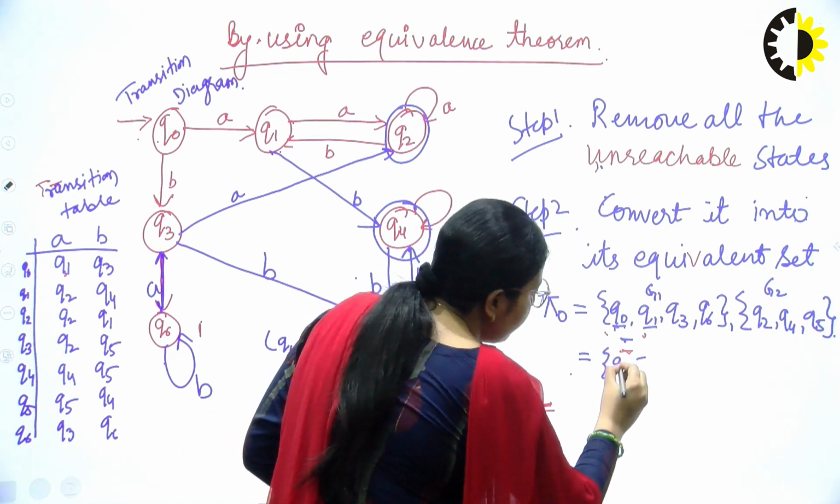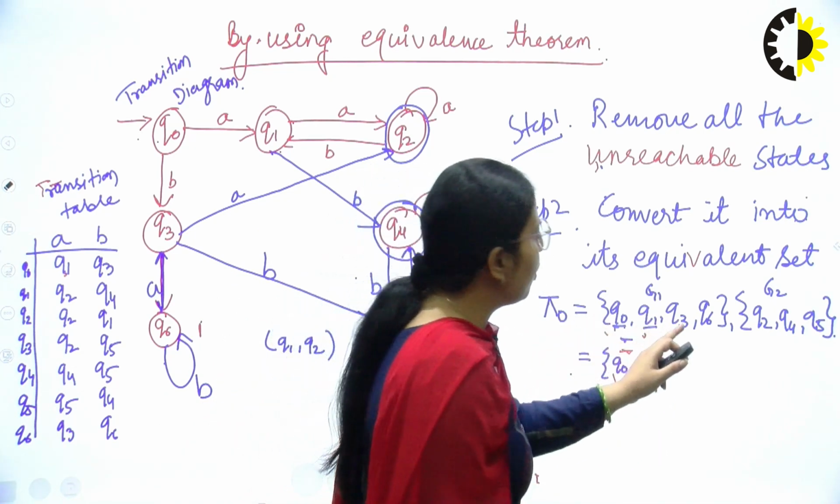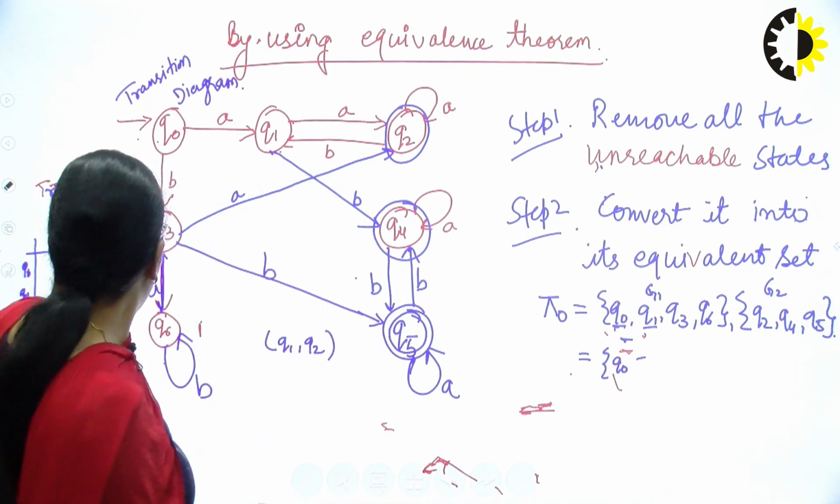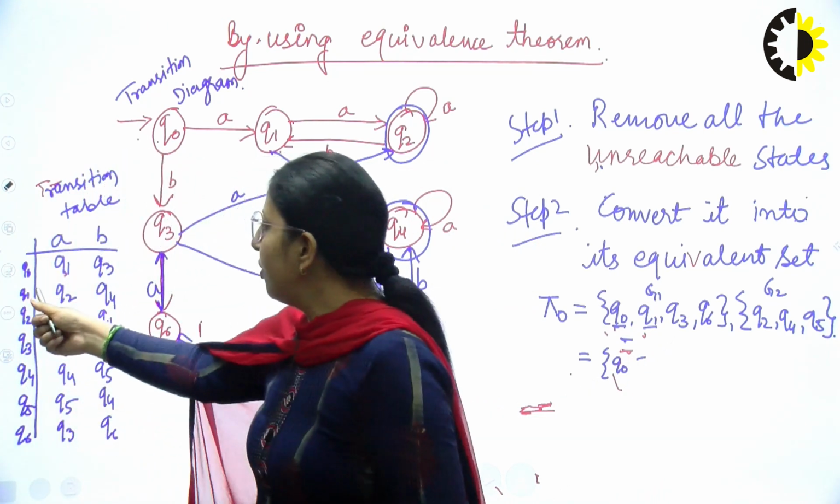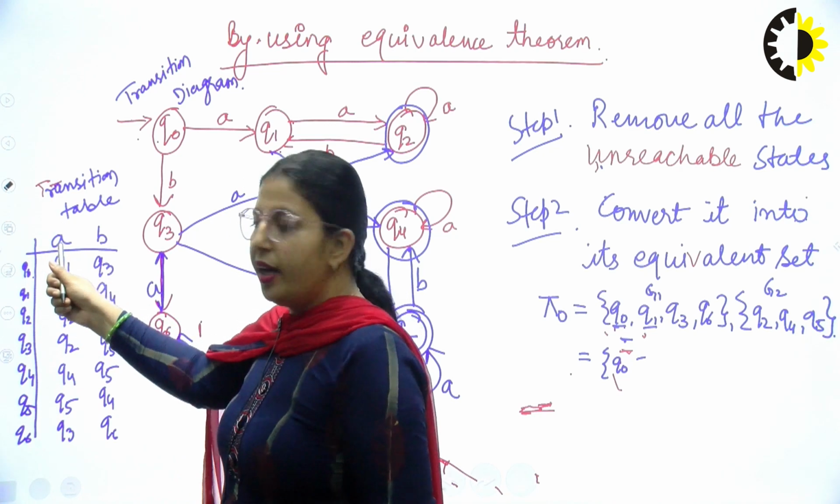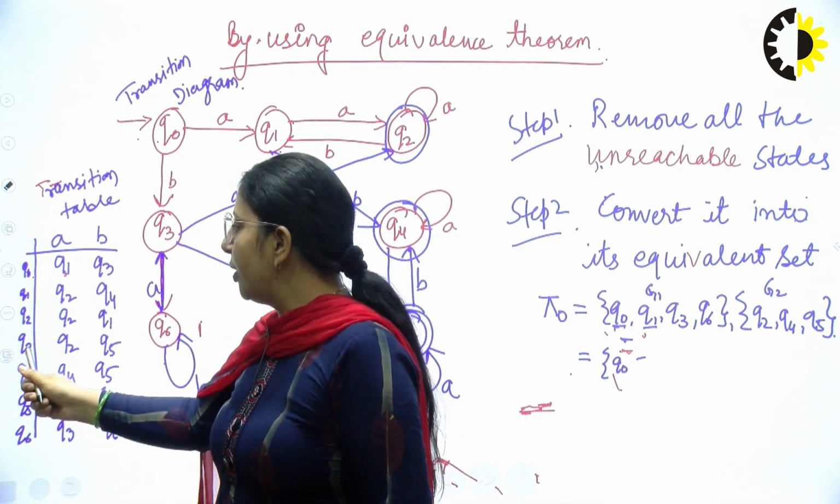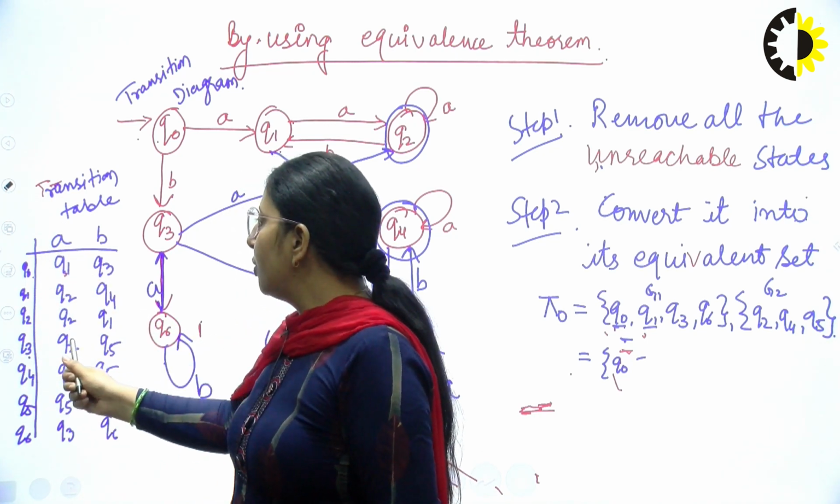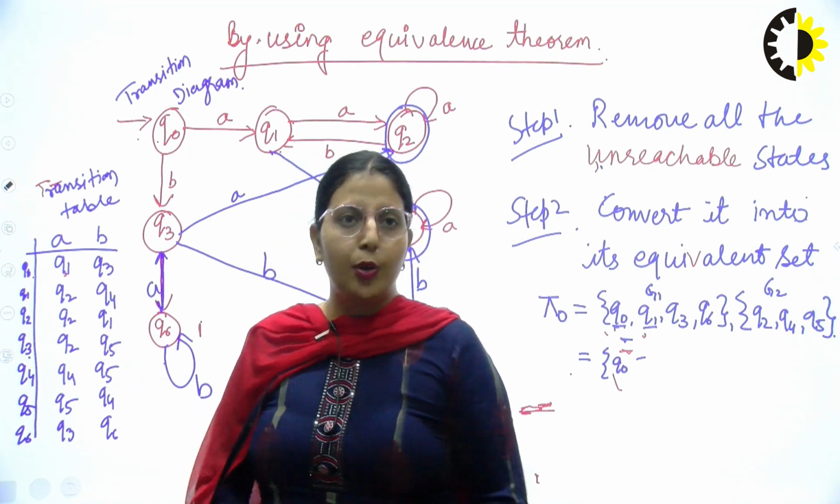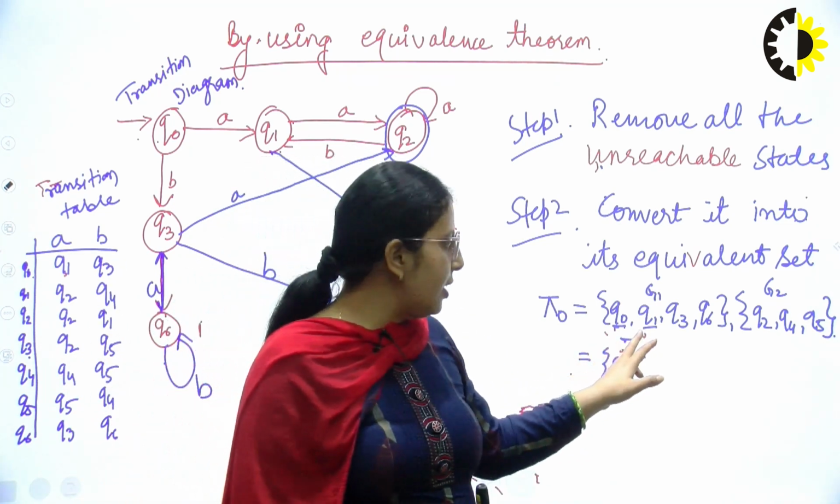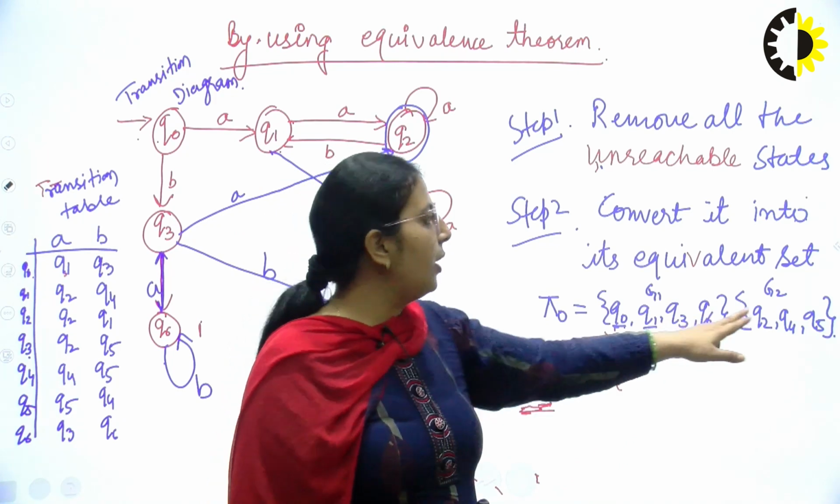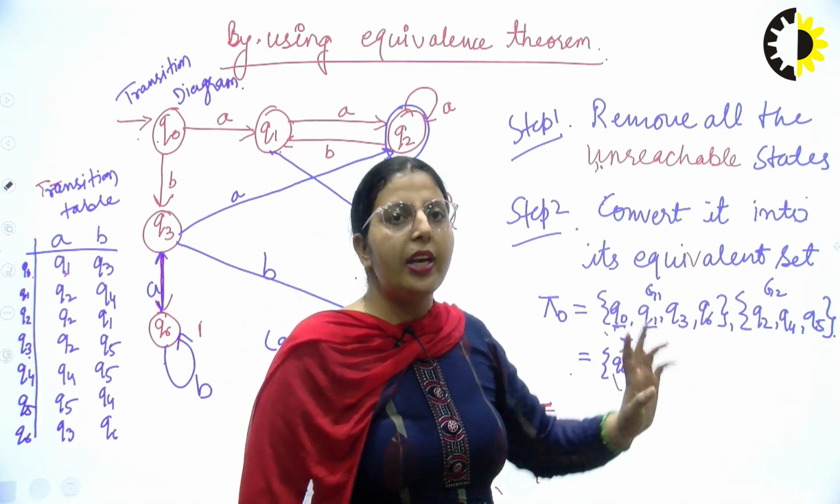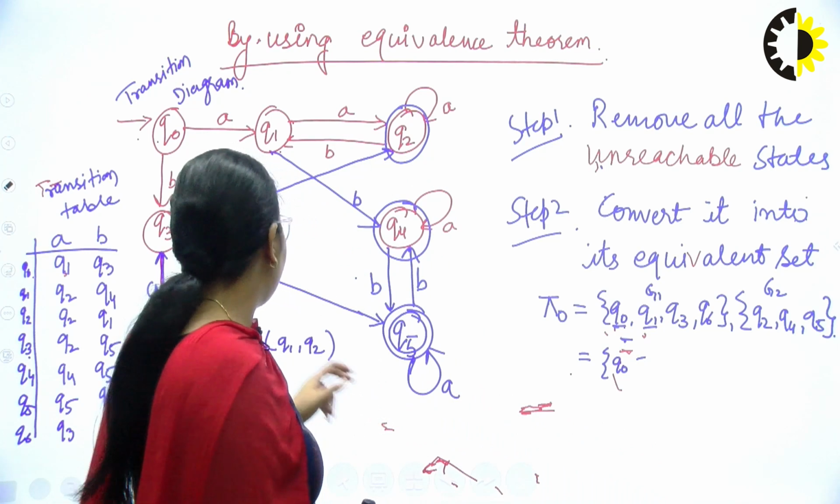Now we have to check for Q0, Q3. For state Q0, on input A, it goes to Q1, and for state Q3, on A, it goes to Q2. Again, Q1 and Q2 are in different sets. You can see here, Q1 is in G1 and Q2 is in G2. So we cannot combine these two states.